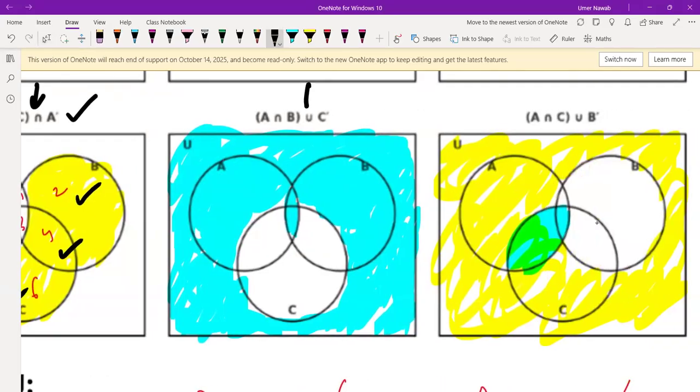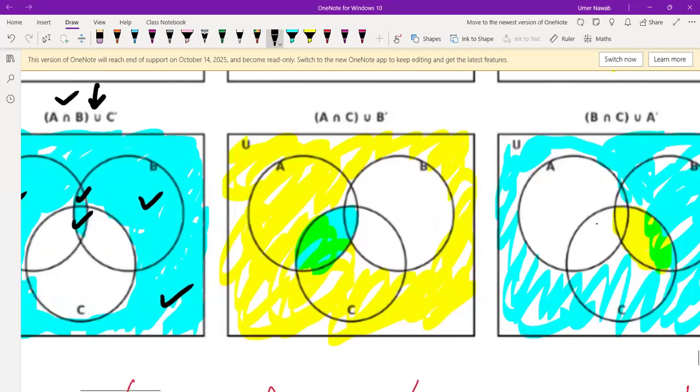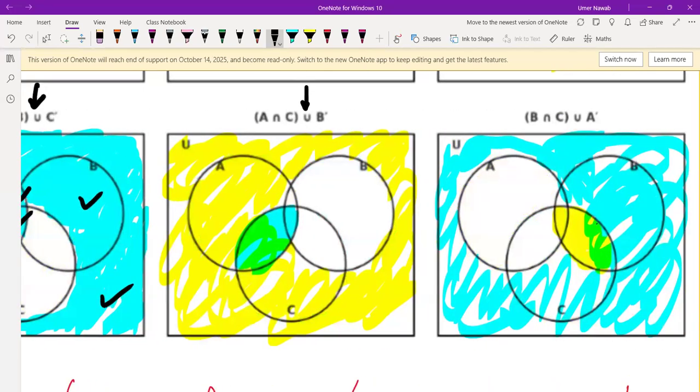Now, instead of intersection, we have a union in between. Very good. I'm allowed to shade the A intersection B. Okay, shade it. And also shade everything outside of C. So we shade them. Again, we have a union in between. We are allowed to shade intersection C, and we are also allowed to shade outside of B. Okay, right? So we did it.